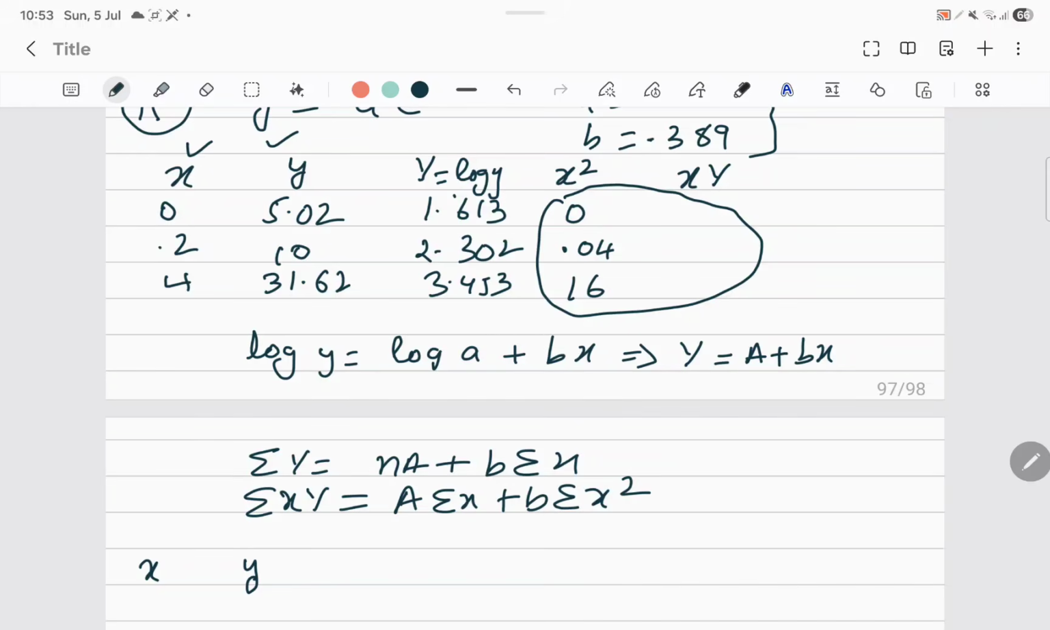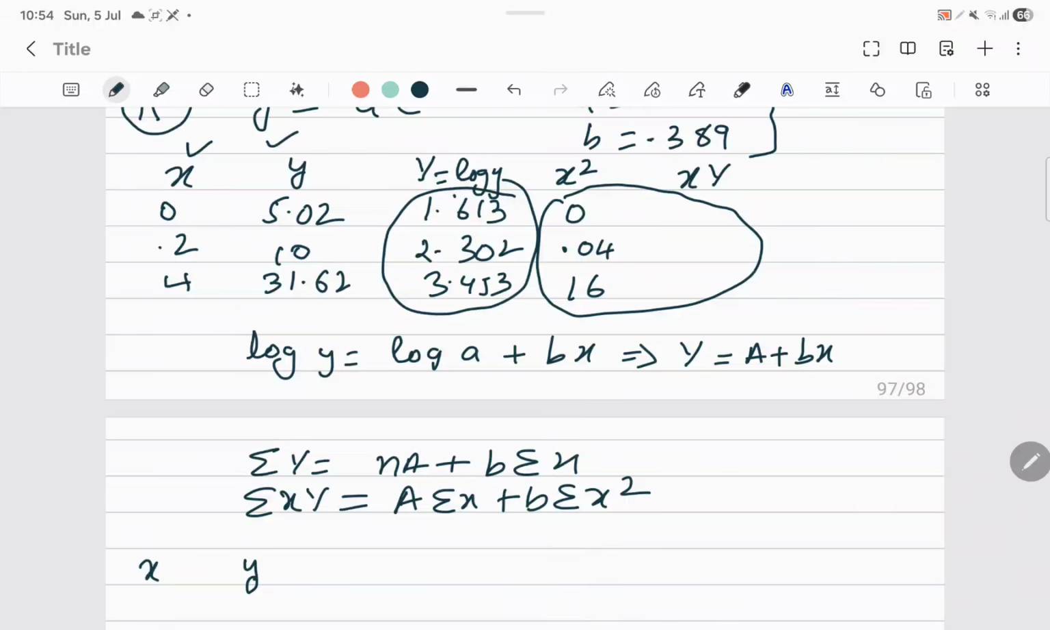Pick up two variable. Now x values are 0, okay, 0.2, okay, and 4, okay. Then I'll go up and I'll put these values of y. 1.613, okay, 2.302, okay, and the last value is 3.453, okay. Now execute and go to two variable results.